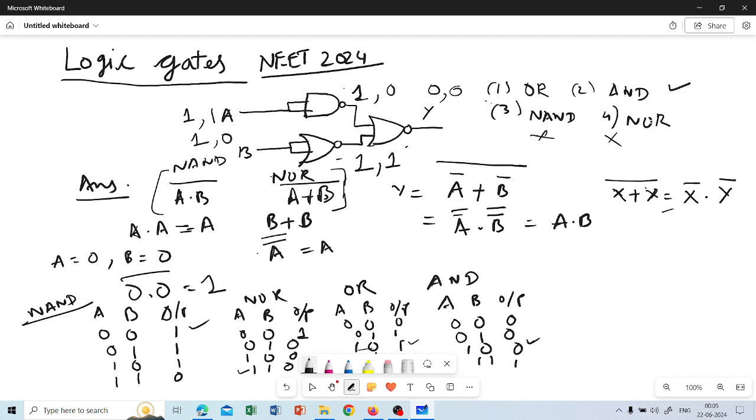So this comes with practice, that if you remember the truth table and the expression, you can easily do this with practice. This is a shortcut, you don't need to do the Boolean algebra.